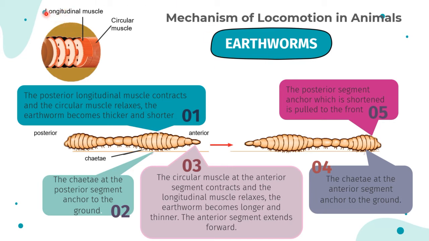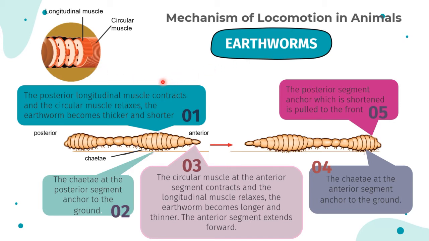They are longitudinal muscle and circular muscle. A longitudinal muscle refers to the muscle that is arranged horizontally, whereby the circular muscle refers to the muscle that is arranged in a circle. So you have to differentiate between the circular muscle and the longitudinal muscle. Longitudinal is horizontal; circular muscle refers to the circle muscle. Okay, so how do the earthworms move?